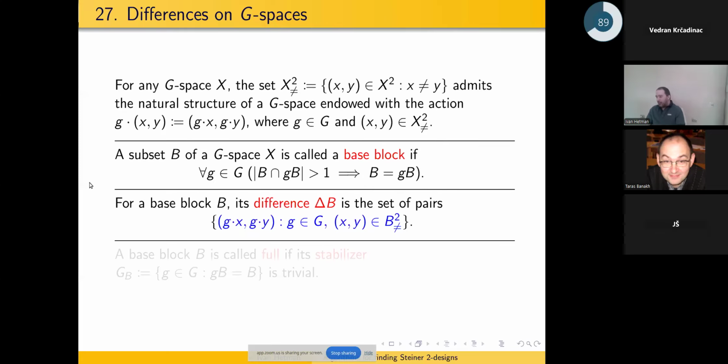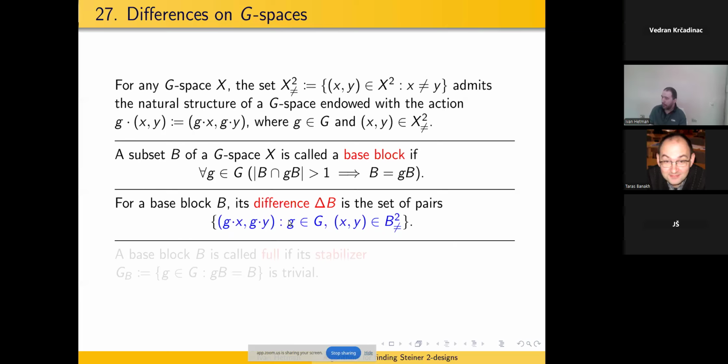Okay, so the next part is about the difference. The difference is a little bit changed. For a base block B, its difference is a set of pairs. This was the reason why we introduced this set X squared. So it is a set of pairs.